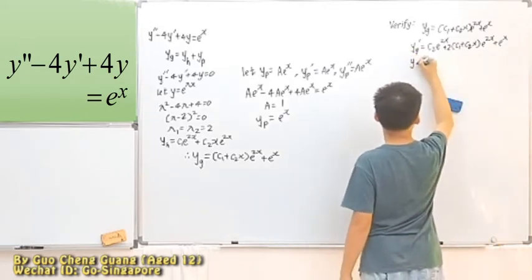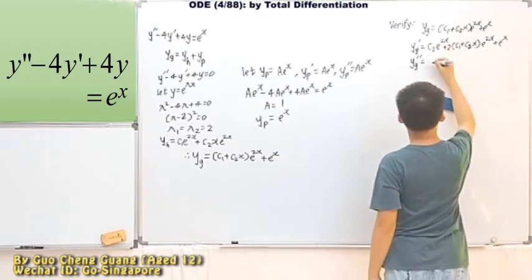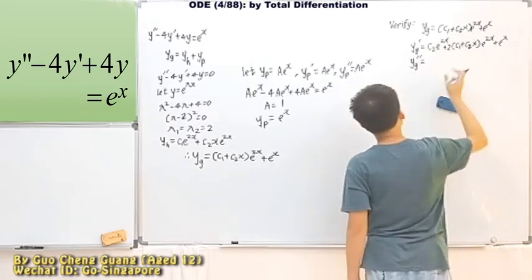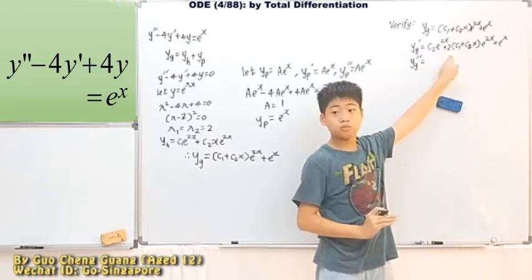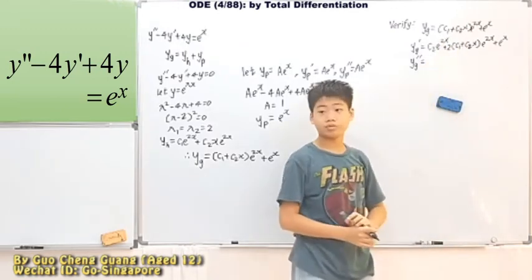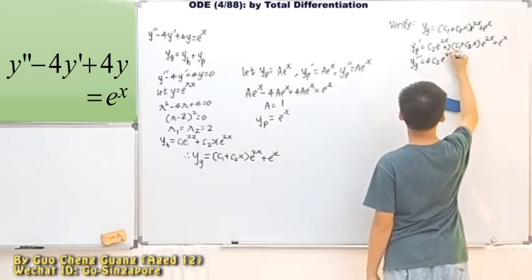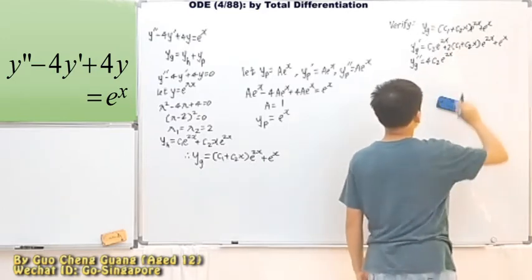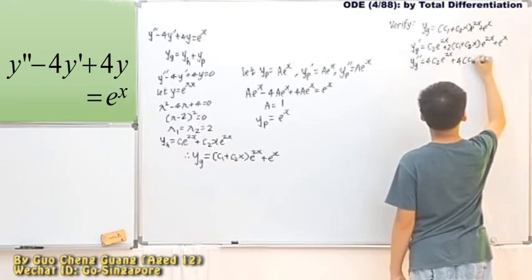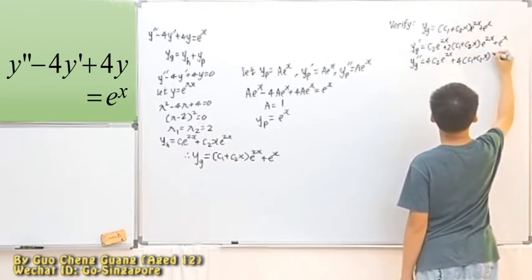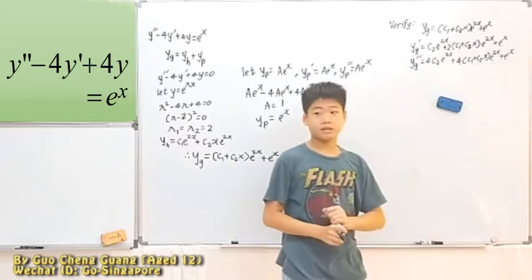Second derivative. Differentiate this part. 2 of this. But wait. Behind here, differentiate, you get this. That means you have another 2 of the C2e to the power of 2x. That means you have 4 of these. Then this part behind, another 2 comes down. And this is what you get.